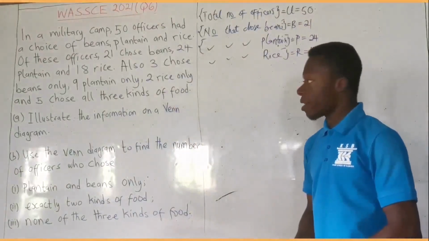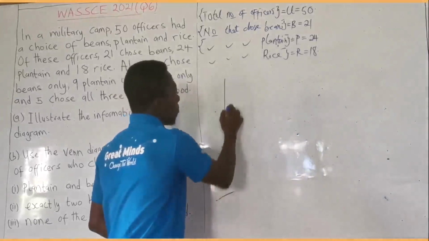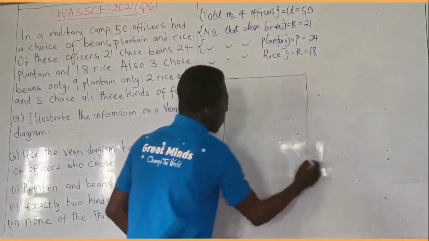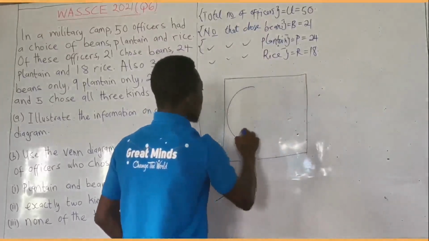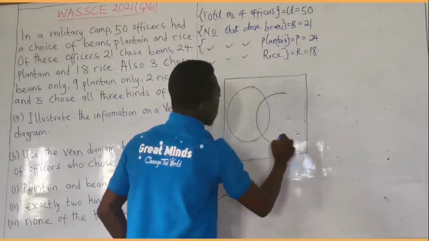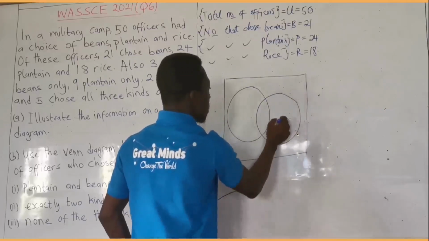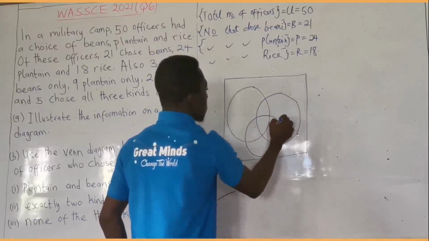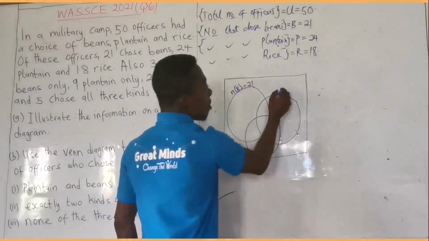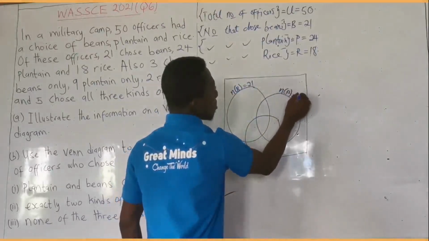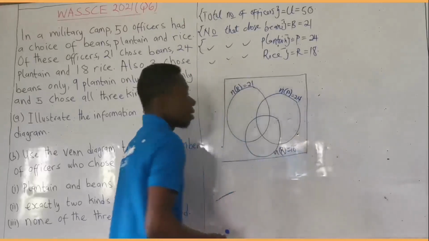After having the illustrations in terms of the number of officers, we are asked to illustrate the information on the Venn diagram. So let's see how we illustrate this. Let me start with my rectangle, then my first circle, my second circle, and then my third circle. Here, the number of those who choose beans is 21, plantain is 24, and rice is 18. I hope that is clear.